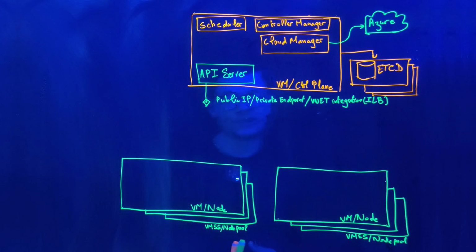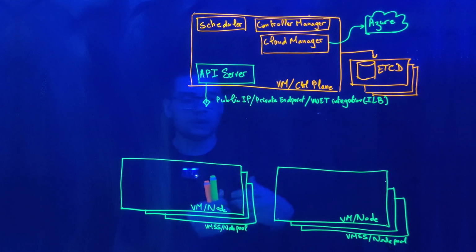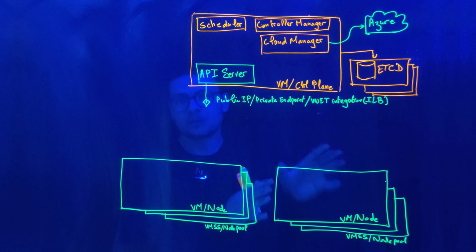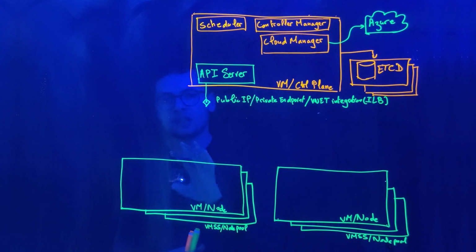And then we should have a second node pool dedicated for our applications. With this, we separate in terms of hardware the VMs dedicated for our application and the other ones dedicated for the Kubernetes pods.